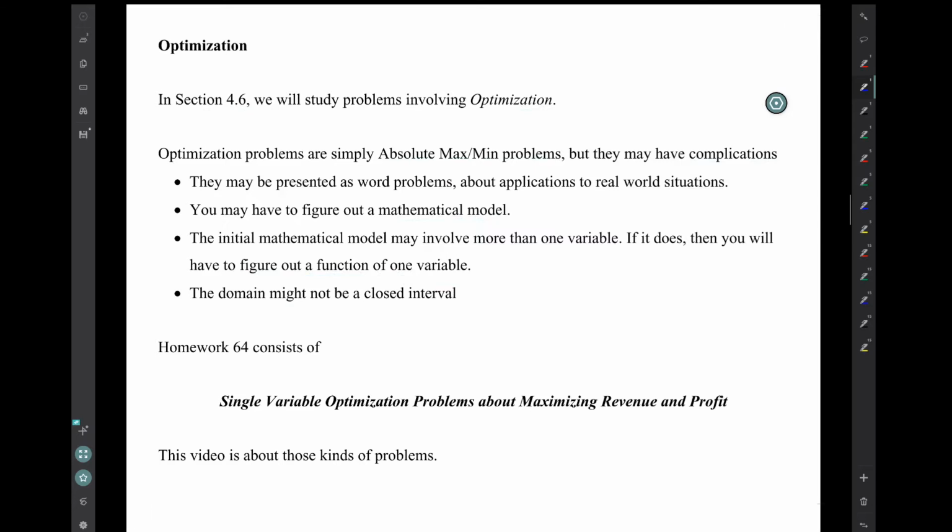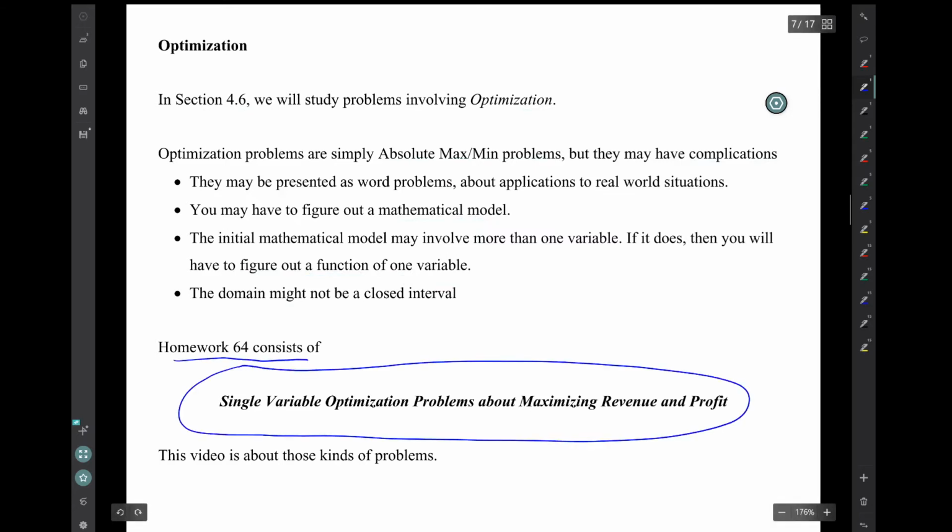In the current video, we'll be discussing the content from Homework 64, single variable optimization problems about maximizing revenue and profit. So single variable means that you don't have to deal with that possible complication. Maximizing, so again, optimization problems are max-min problems. And the ones that we're going to discuss today are about maximizing functions that are revenue functions or profit functions.